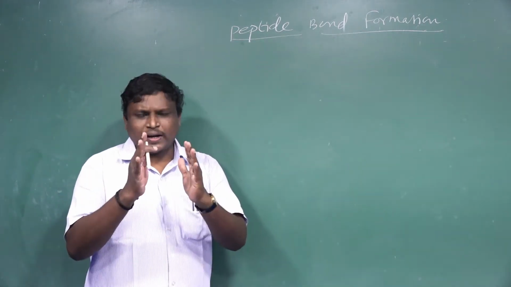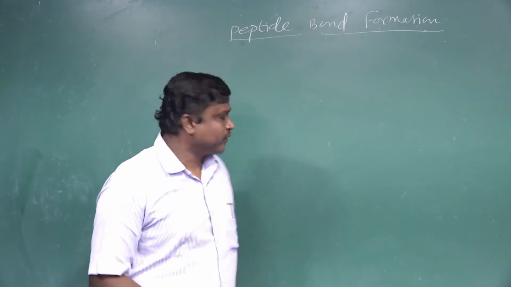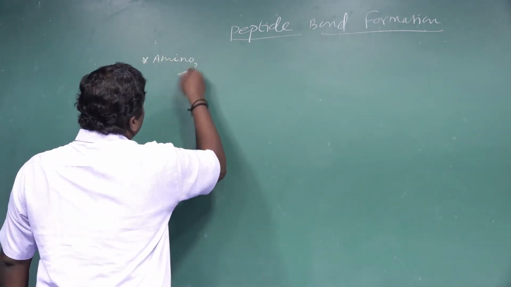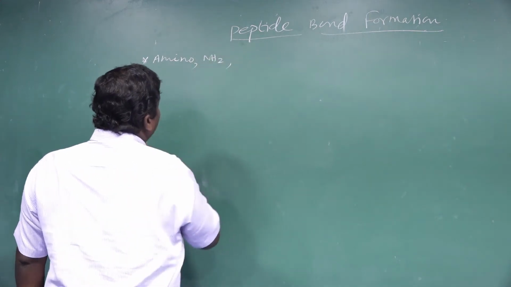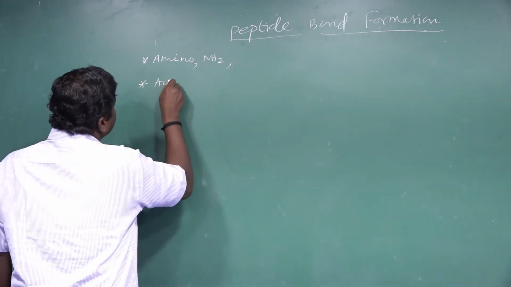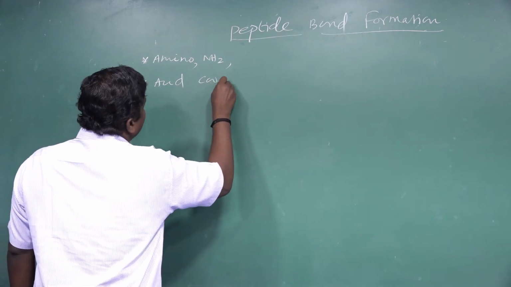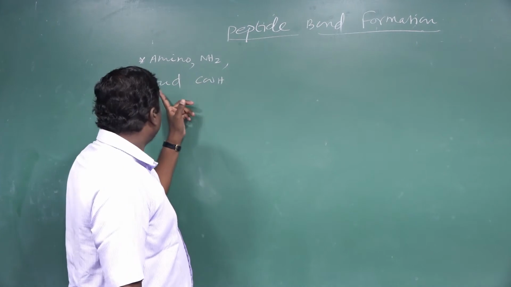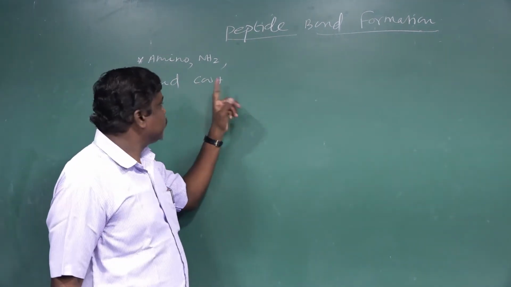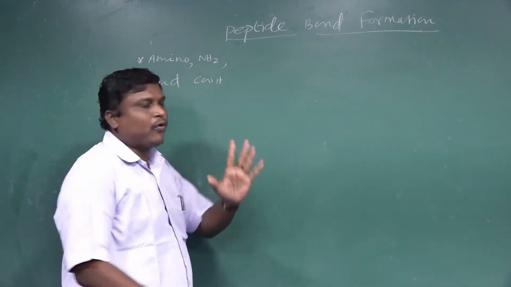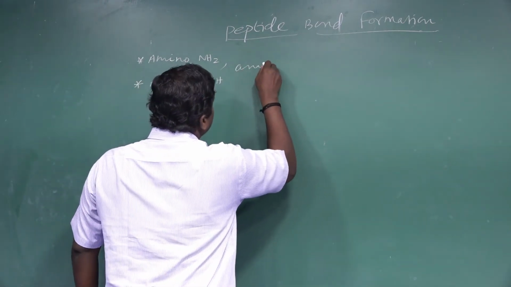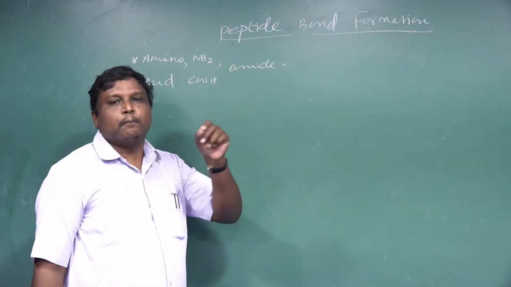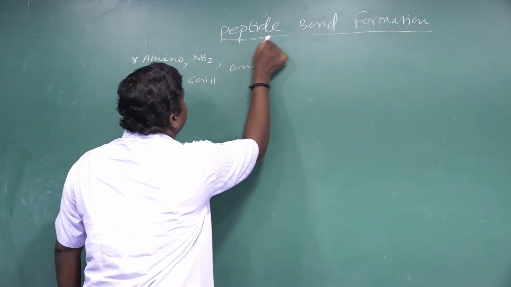That is, one amino group and one acid group. First, number one, the amino group, that is NH2, and one acid group, COOH. The amino group, NH2, and the acid group, COOH, are linked to form an amide linkage. This bond is known as the peptide bond.